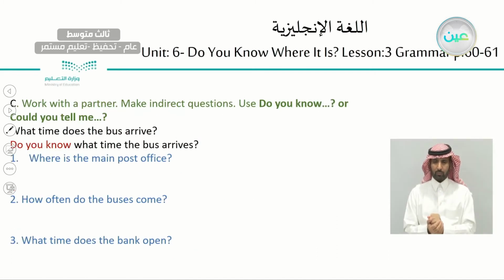Okay. Now for exercise C, I believe on page 61, work with a partner, so you will not work alone. Make indirect questions. You have to use do you know or could you tell me. So these are direct questions. You have to write indirect questions, okay? And then answer these questions. What time does the bus arrive? It will be changed, the indirect, to do you know what time the bus arrives? Okay? You can use either do you know or could you tell me.